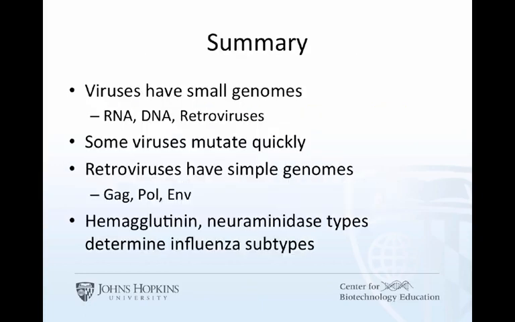To wrap up our really short look at viruses, they have very small genomes, even compared to bacteria. Some mutate quickly, especially RNA viruses and retroviruses. The retroviral genome is really simple, usually 3 genes. And in flu viruses, hemagglutinin and neuraminidase are used to determine subtypes. That's really important for vaccine purposes. Take some time to check the web and NCBI for more on viruses.